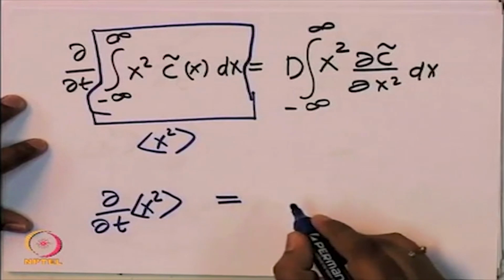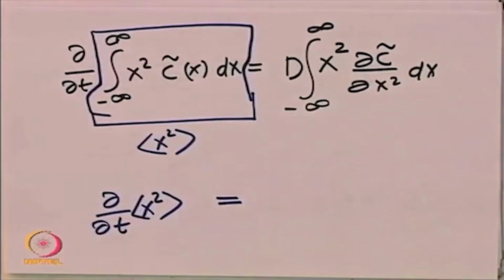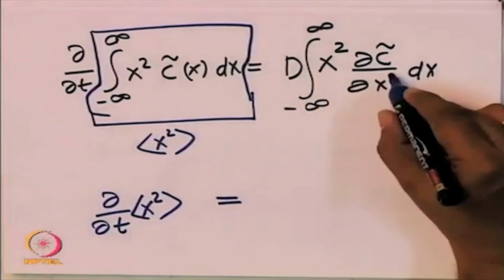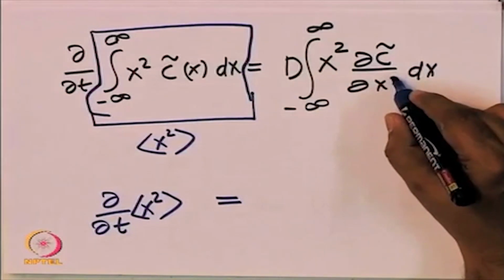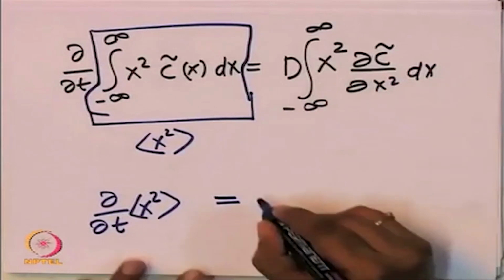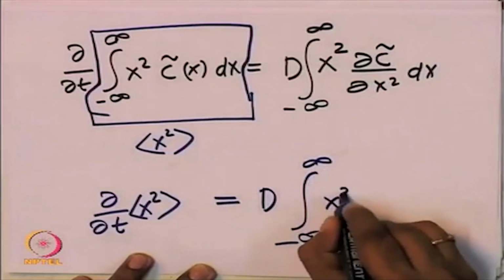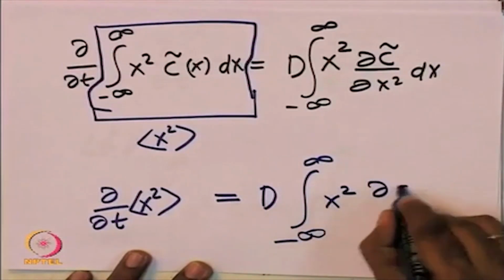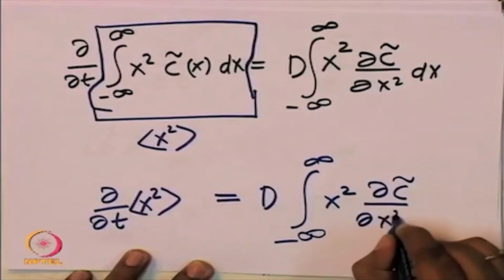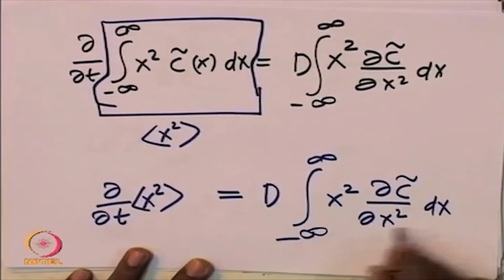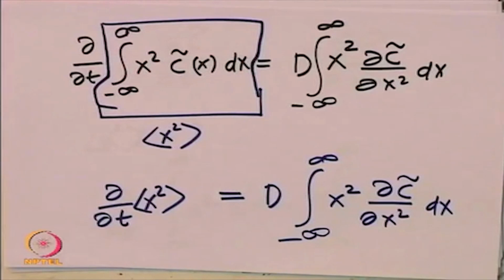So, now what is on the right hand side? We have some function x square, and some other function del square c tilde by del x square. So, you have two functions which depend on x, and we have to find the integral of this, from minus infinity to infinity, of x square and del square c tilde by del x square dx. Something that we learned in calculus, we have to make use of this. There is an interesting relation that we learned in calculus that we can make use of here.